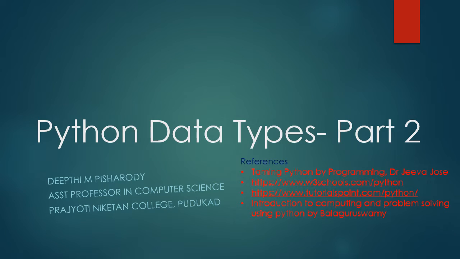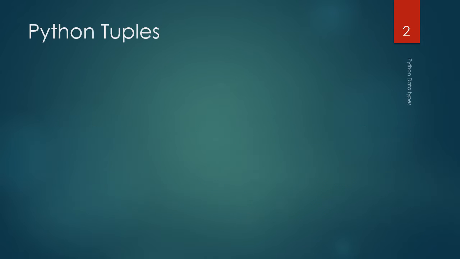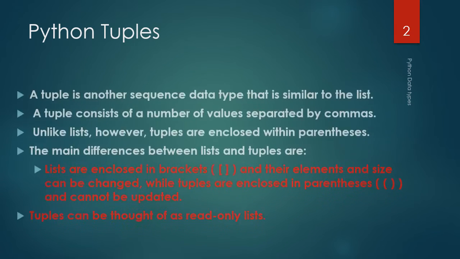Hello all, welcome to Python data types or data structures part 2. In this lecture we can see the next 3 data types or data structures: tuples, sets and dictionaries. So what is tuple? Python tuple.